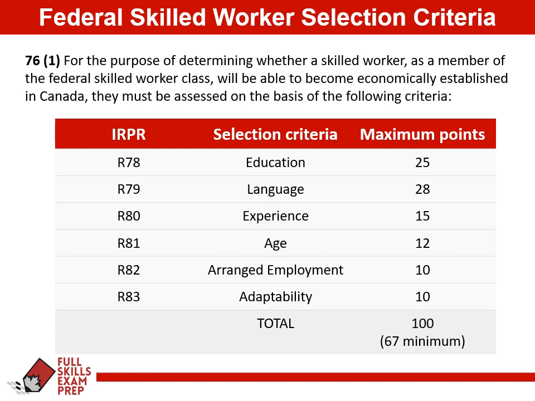The maximum amount of points is 100, and the minimum, which is the most important part for you, of course, is 67. So we're going to go through each element of this really thoroughly through the context of questions, and this is going to really help you to understand this point system for the Federal Skilled Worker Program and how it relates to potential questions on your ICCRC Full Skills exam.